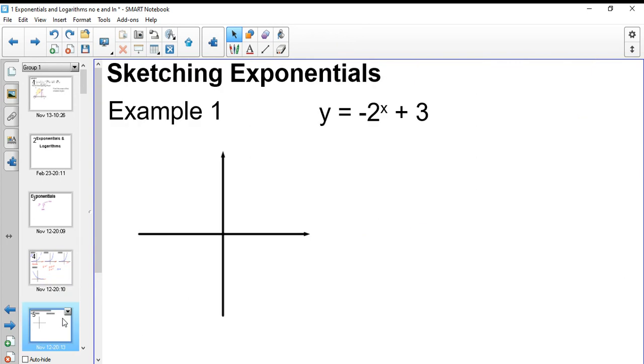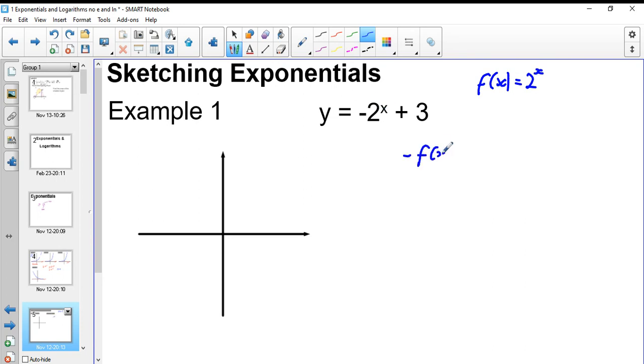Okay, right, now what we need to be able to do is apply our rules for graph transformations we learnt a while ago, and apply them to these exponential graphs. So y equals minus 2 to the power x plus 3, that's what we want to sketch. If we think of our baseline graph, f of x is 2 to the x, we know what that looks like. And then think about what has happened to this to get this. Well, we've got minus f of x plus 3.